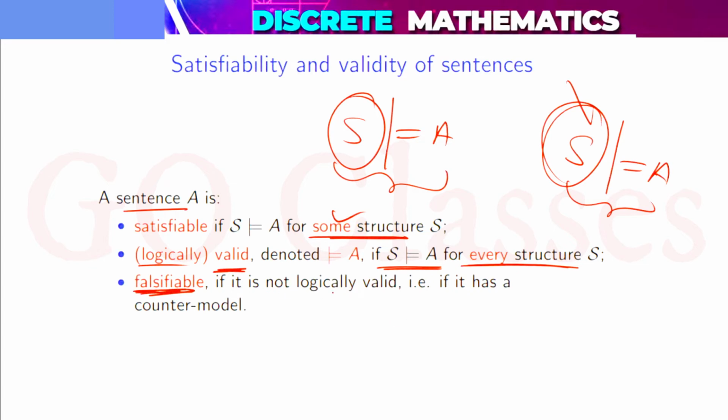So basically we can say that there exists a co-model. If there exists a co-model, then we can somehow make our formula false. And this is the definition of falsifiable. And you know what unsatisfiable is. Unsatisfiable means there is no environment in which our formula is true. That is the definition of unsatisfiable. So these are the definitions of satisfiability and validity.